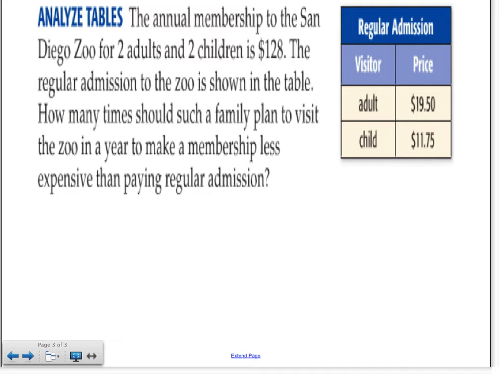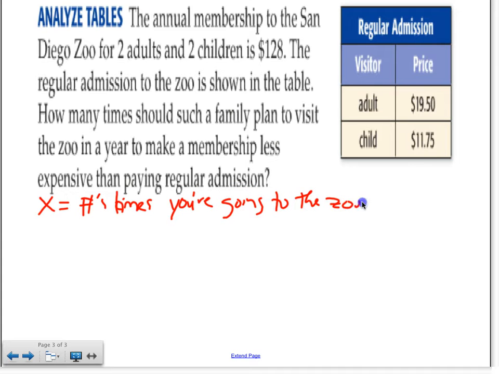X equals the amount of times they go. Very good. X equals the number of times that you're going to the zoo, right? So I'm just going to go ahead and write that first. I'm going to declare X is the number of times you're going to the zoo. Okay, there it is. Simple enough. So I know exactly what X stands for. X is the number of times you're going this year. You don't know yet, right? That's why we're trying to find out.